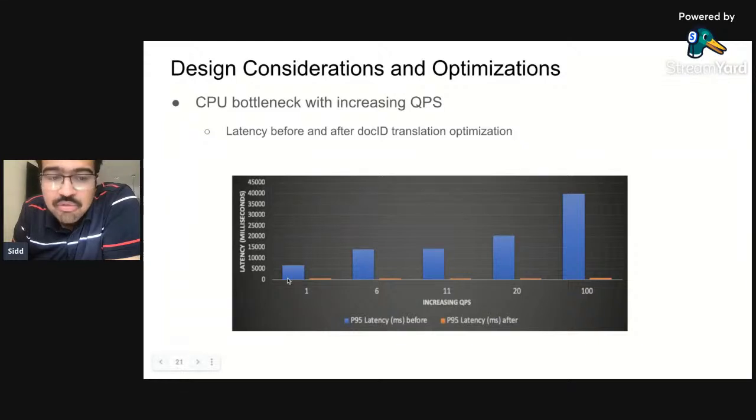Before, the blue bar represents without this optimization. As you see, as the QPS was going up, and QPS is not that high, it's only from 1 to 100, the latency was just increasing rapidly, went up to like 45 milliseconds here. But with this optimization, the latency pretty much remained the same, at least until 100 QPS. It was under the order of like 100 milliseconds or so as the QPS was going up. So this optimization was very, very critical.